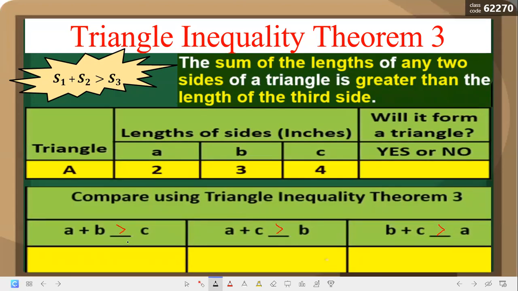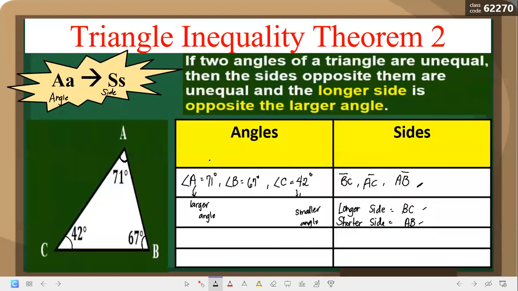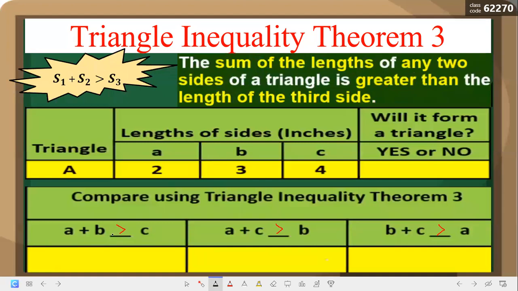Nasaan na ba tayo? Nawala. So, balik tayo doon sa una. Ito po. Medyo lumihis tayo kanina. So, A plus B, we have 2 plus 3 is greater than 4. So, which is A, ang A natin ay 2, ang B ay 3, ang C ay 4. So, we have 2 plus 3 is greater than 4. 2 plus 3 is 5, greater than 4. Is 5 greater than 4?